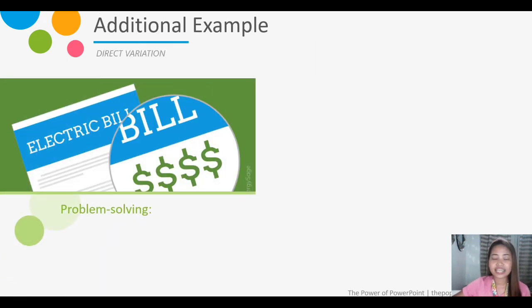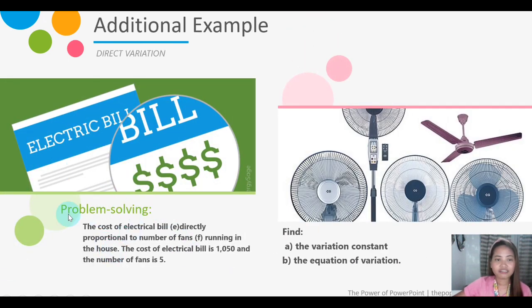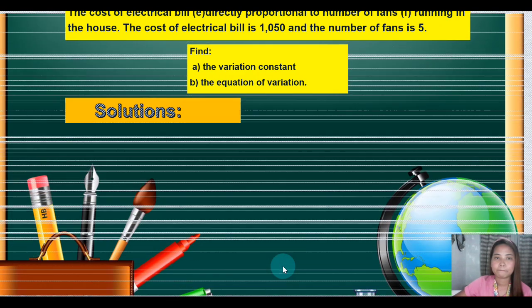Okay, our next example is all about the electric bill and the number of fans. The cost of the electric bill is directly proportional to the number of fans running in the house. The cost of the electric bill is 1,050 and the number of fans is 5. Now find the variation constant, or the constant of variation, and the equation of variation.